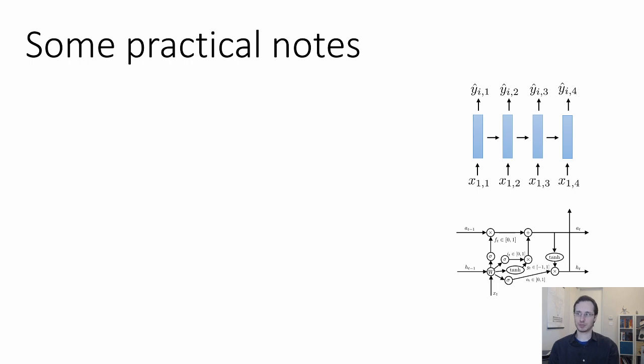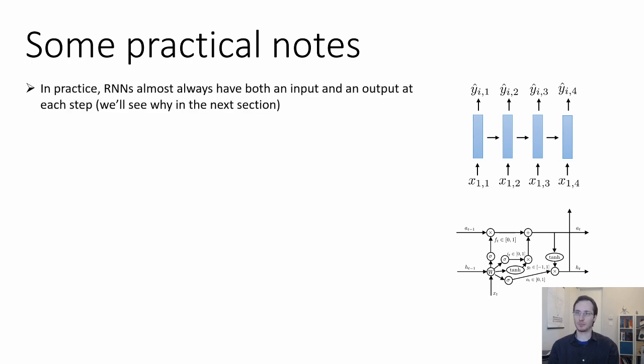All right, some practical notes about this stuff. In practice, RNNs almost always have both an input and an output at each step. And we'll see why this is so important in the next section. In practice, naive RNNs, like the ones in part 1, almost never work. In practice, if you want an RNN, you will probably be using something like an LSTM cell.